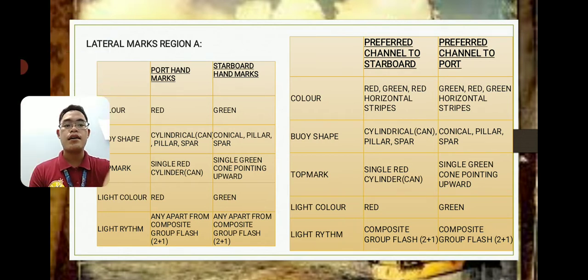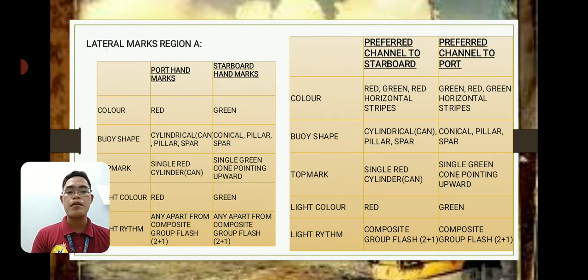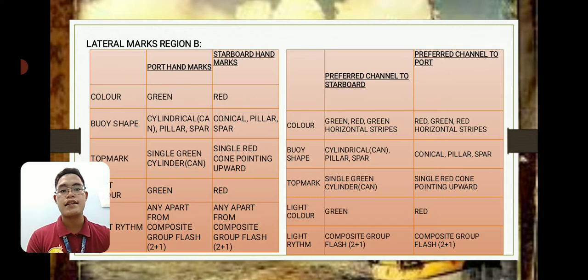So for the preferred channel to starboard for region A lateral, the color, as you can see in the table, is for the preferred channel to starboard and for the port: red, green, red horizontal stripe, green, red. So that's the preferred channel to starboard.